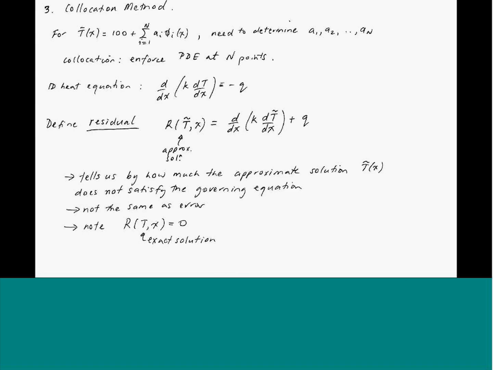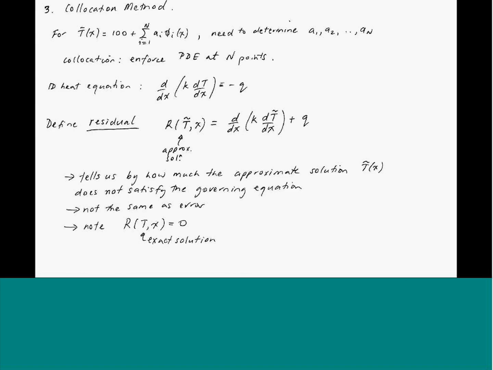Yeah, good. The residual is the amount that the approximate solution doesn't satisfy the PDE. In other words, if we come back to our original PDE and bring everything over to the left-hand side, it would read d by dx of k dT dx plus Q equals 0. Then if we take an approximate solution, T tilde, instead of the actual solution and substitute it in, the residual is how much we get that's different from 0. So it tells us by how much the approximate solution, T tilde, does not satisfy the governing equation.